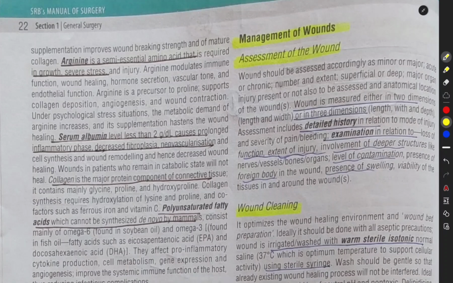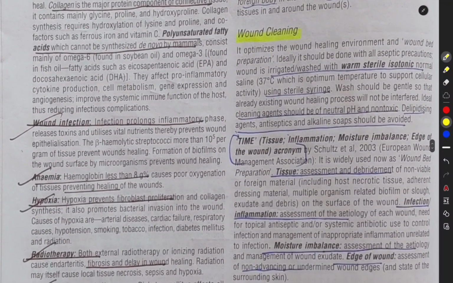Detailed history in relation to the mode of injury must be taken. Examination should be done. The function, extent of injury, involvement of the deeper structures like nerves, vessels, bones, organs, the level of contamination, if there is any foreign body, and if there is any presence of swelling. The second one is wound cleaning. It is usually done by irrigated or washed with warm sterile isotonic normal saline using a sterile syringe.